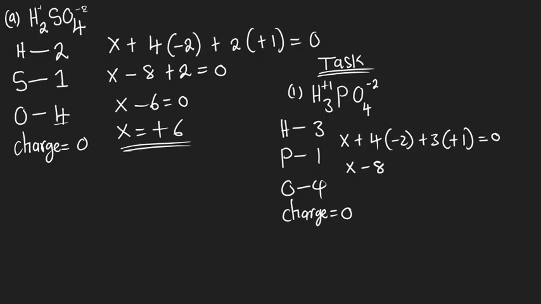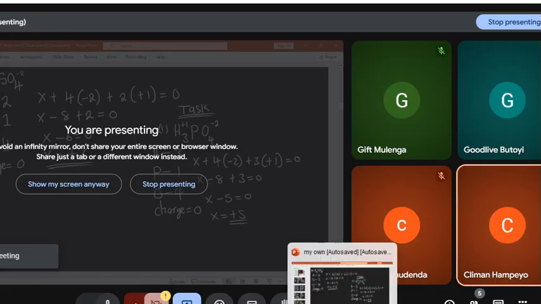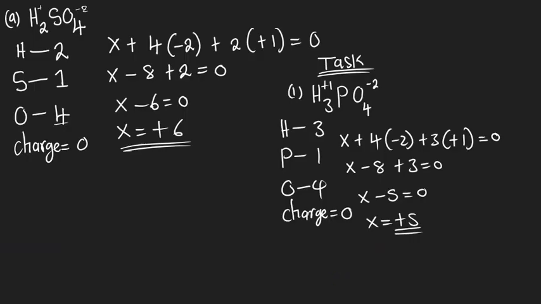So this is going to be minus 8 plus 3 equal to 0. Here we're going to get a minus 5 equal to 0, and our x is equal to plus 5. Don't forget to put the plus, the minus. Those are charges. At least you're able to show the examiner something. I'm sure we've now understood this part. Clear? All right, so that is how we solve such type of questions.